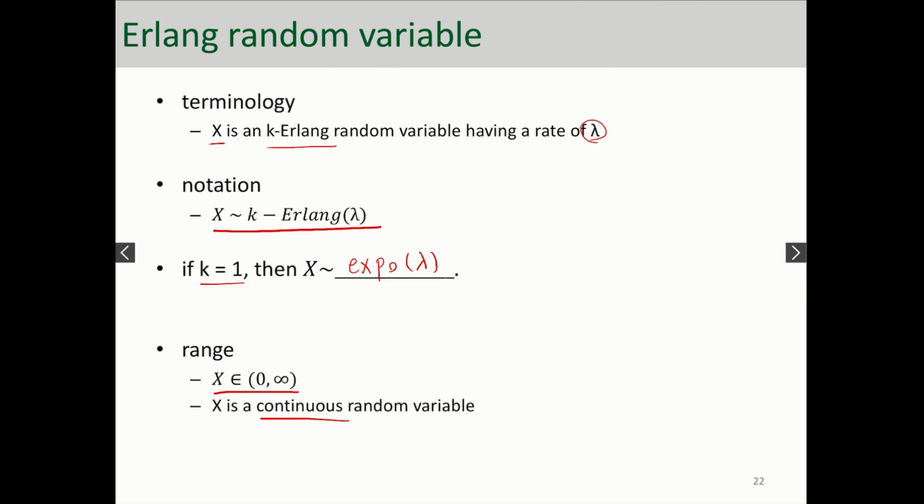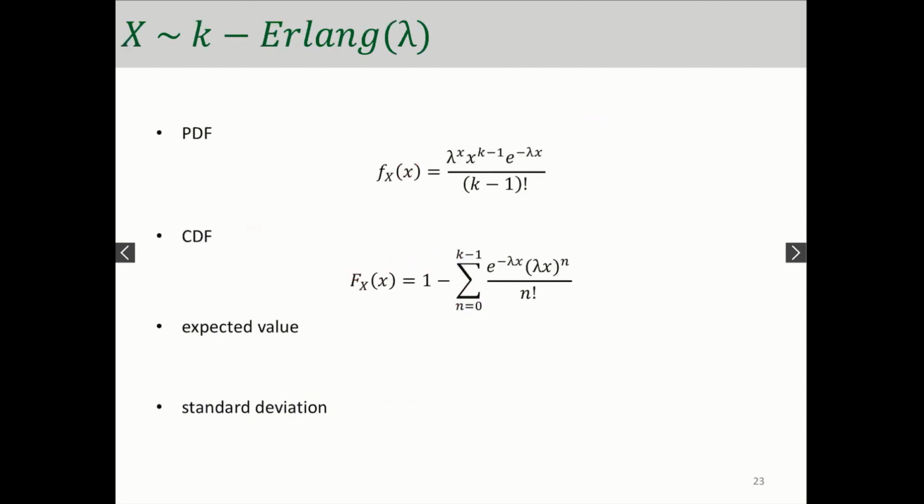So let's take a look at the PDF and CDF of K-Erlang. As you can see here, there are functions of lambda and k. This is the CDF, the cumulative distribution function. The expected value of K-Erlang is k over lambda, and the standard deviation is the square root of k over lambda.